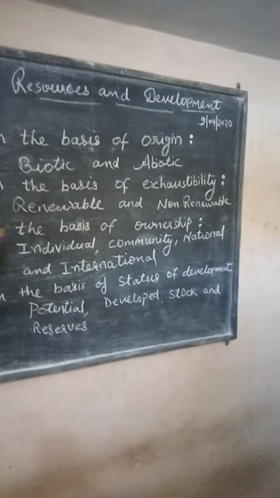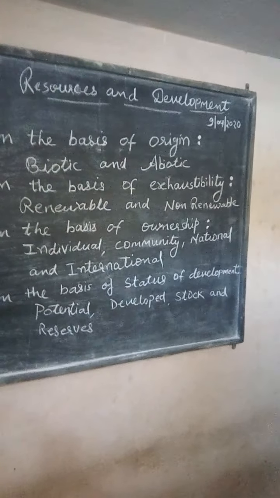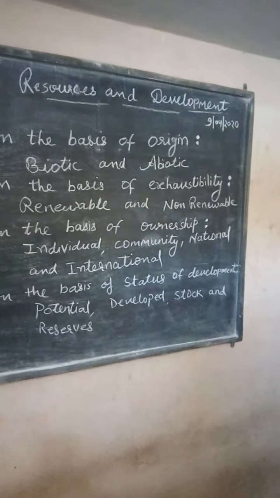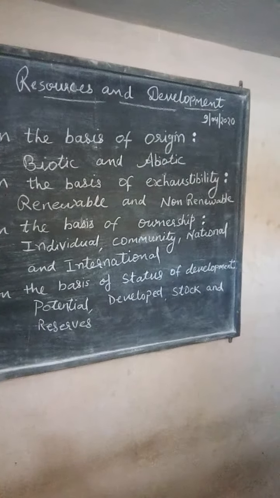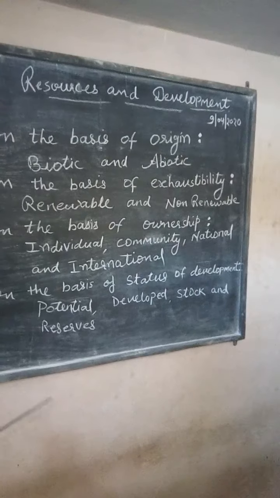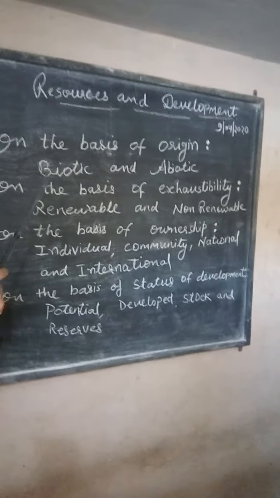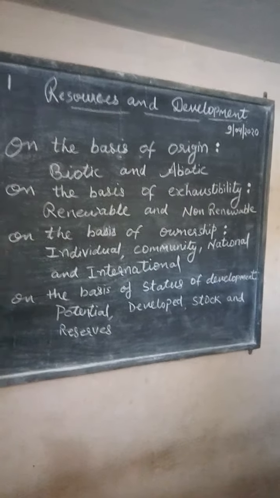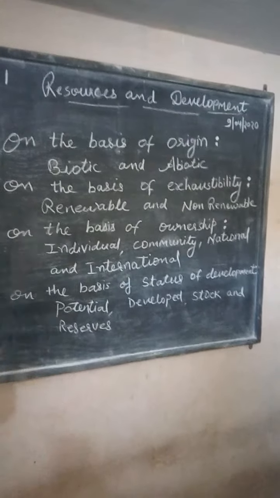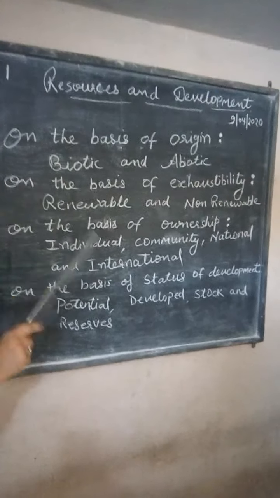The second type is the abiotic resources. Abiotic resources are all those things which are composed of non-living things. Just note down the point: non-living. It means we can differentiate the biotic and the abiotic resources. Biotic resources are from the living side, and abiotic resources are from the non-living side. These are components that are natural but non-living. These are called the abiotic resources. For example, rocks and minerals.